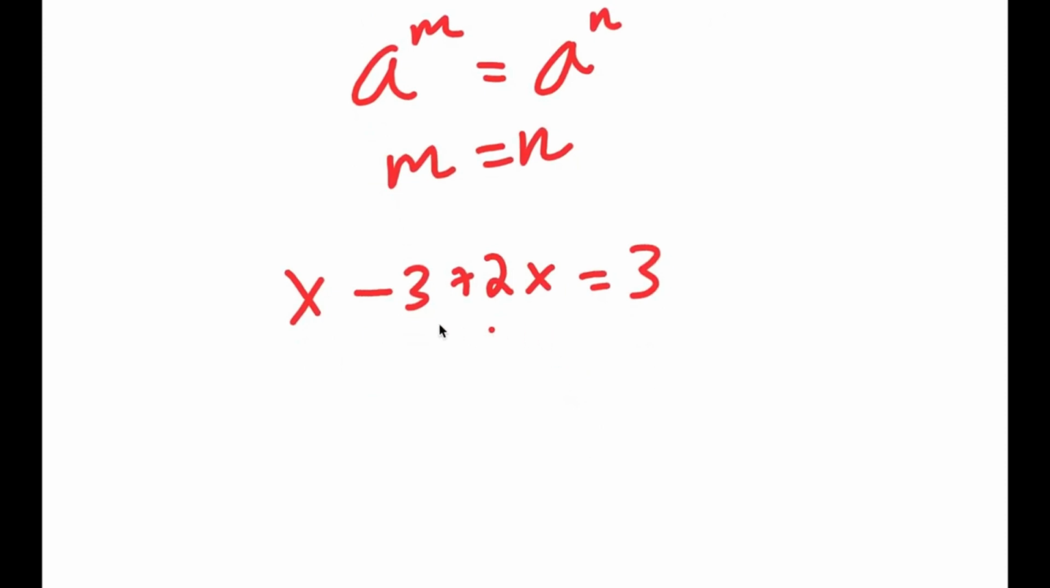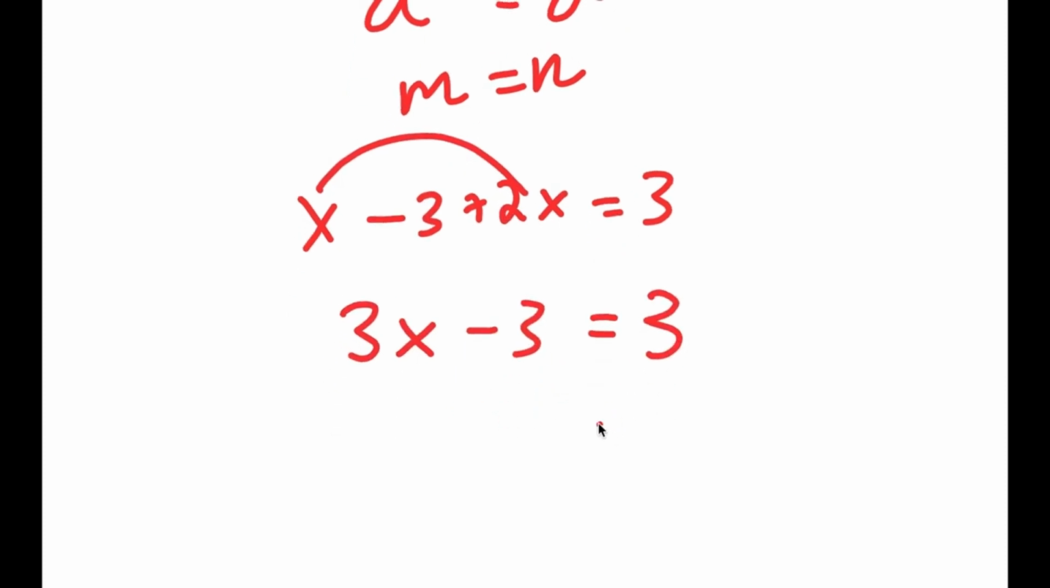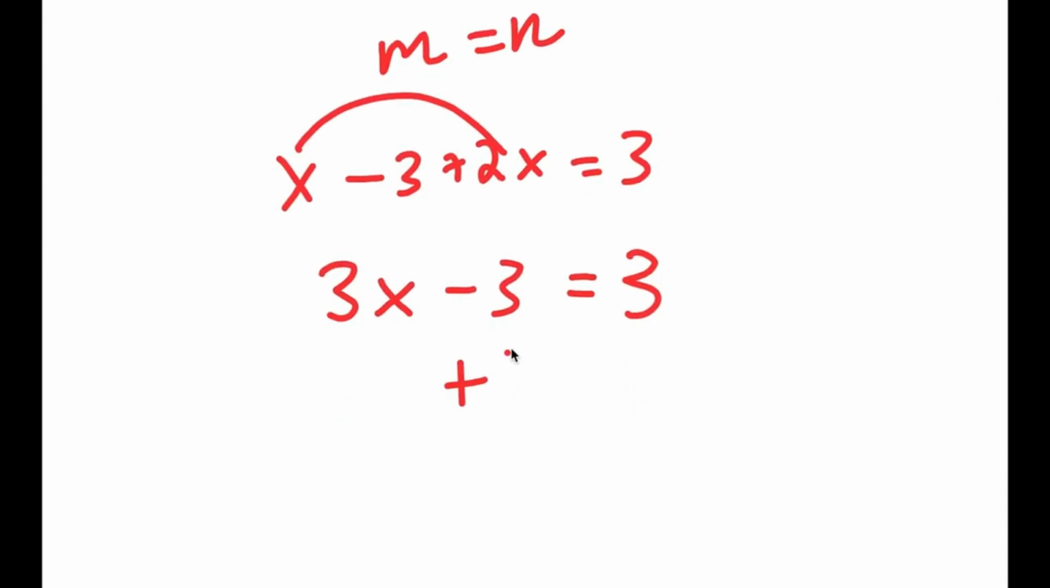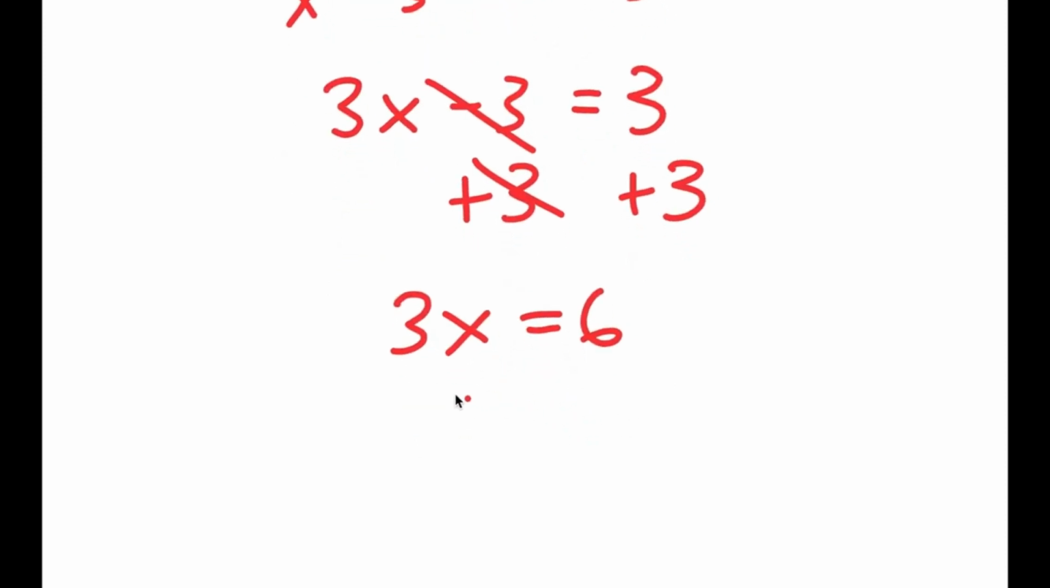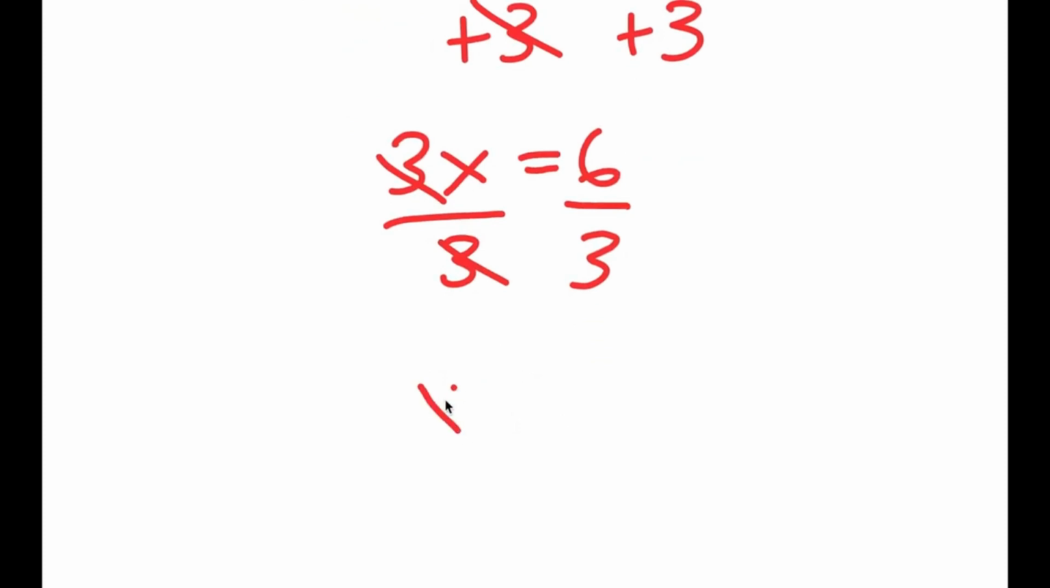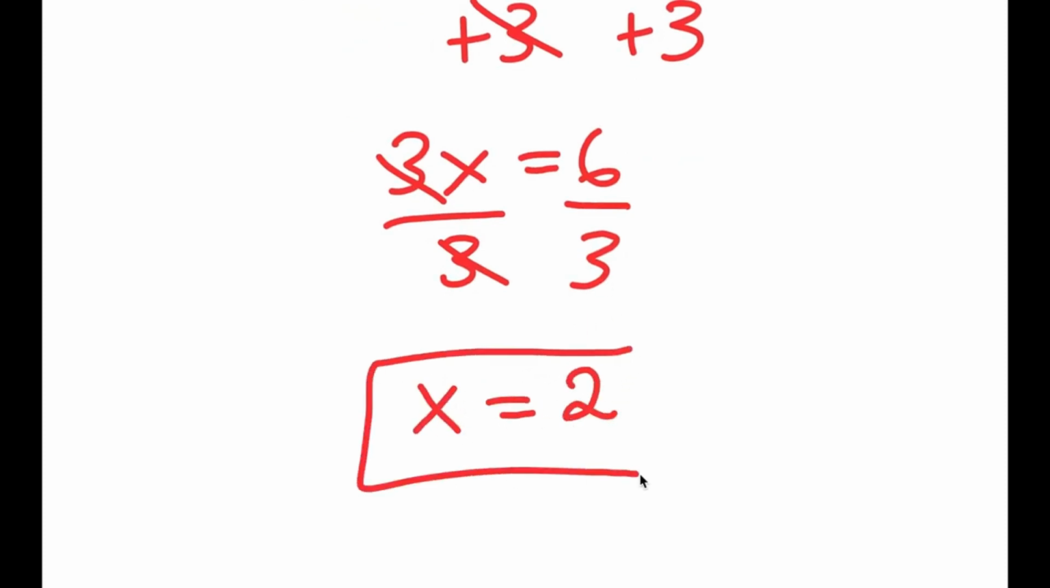So now to simplify this, we just combine like terms. x plus 2x, that's going to be 3x, so I have 3x minus 3 is equal to 3. And now I'm going to add 3 on both sides. So I get 3x is equal to 6, and if I divide both sides by 3, I get x is equal to 6 divided by 3, which is 2.